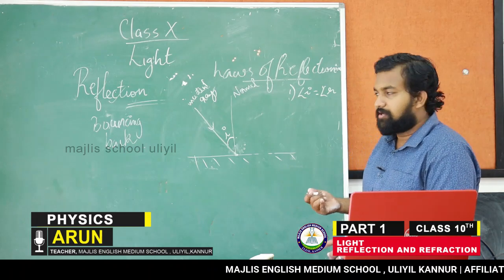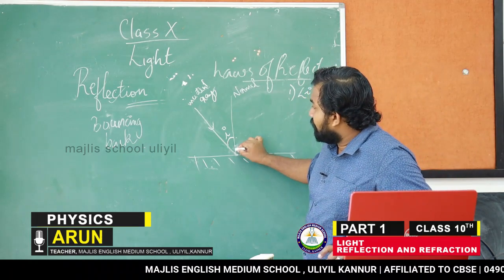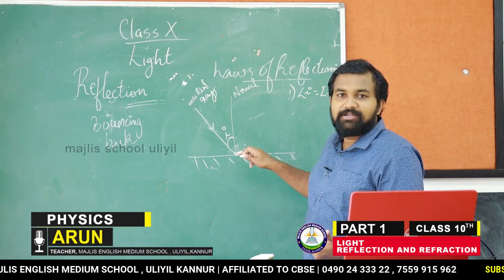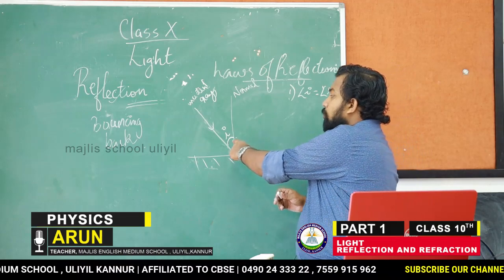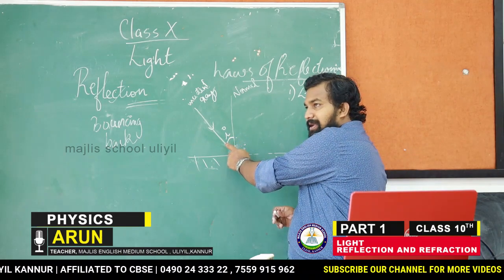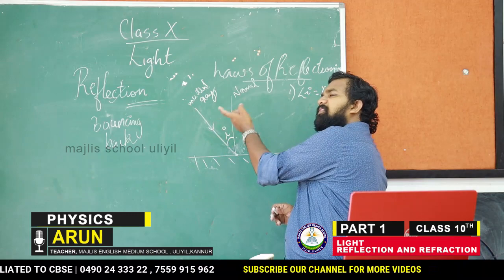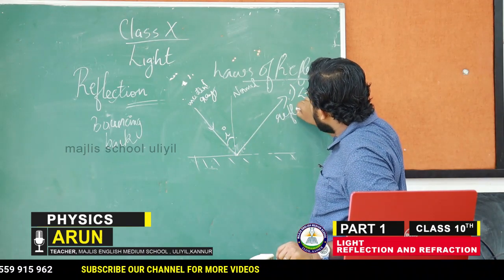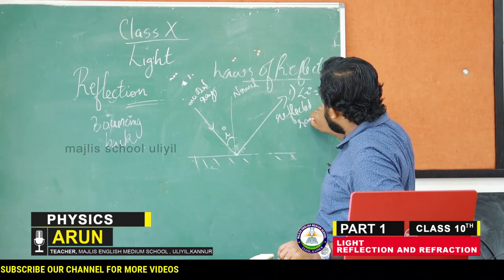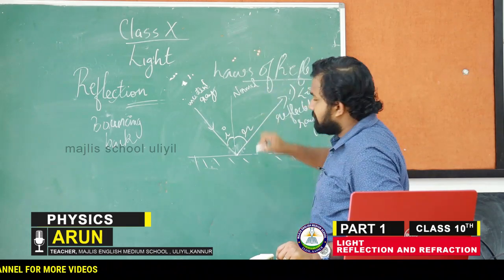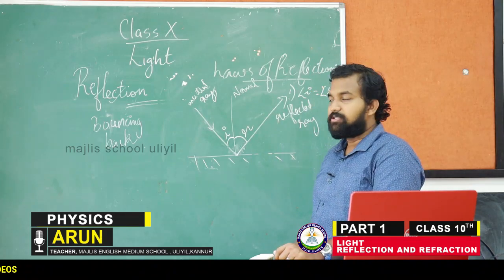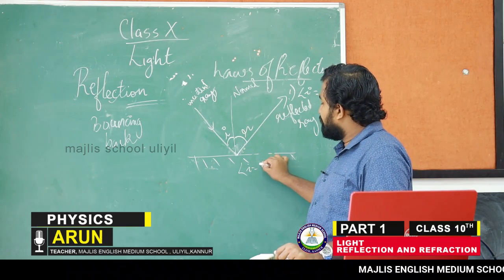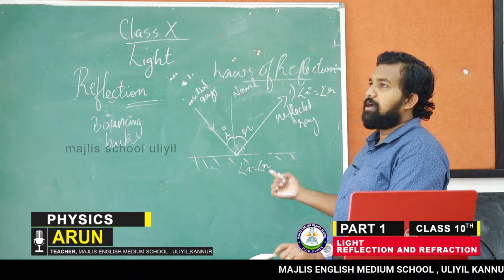So what is the angle of reflection? Whenever a ray comes and hits the surface of a mirror, it will reflect in such a way that the angle made by the incident ray with the normal will always be equal to the angle made by the reflected ray with the normal. So this is the first law: the angle of incidence will always be equal to the angle of reflection. And what is the angle of incidence and the angle of reflection?